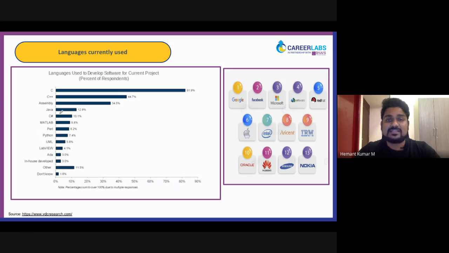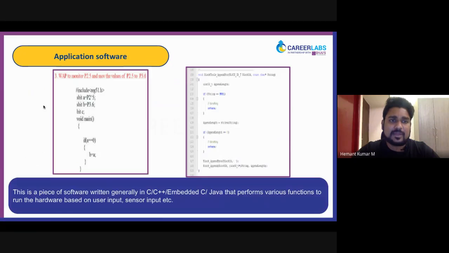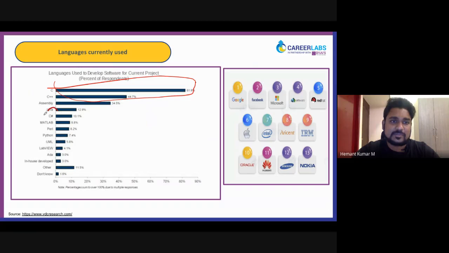Okay, and the next thing is the languages used, right? If you look at it in terms of percentage, or compare the number of users using a particular language, C and C++ are majorly used, right? And then, currently, of late, Java has been developed, and you do have a little bit of C sharp as well, and you have MATLAB, Perl, Python, because of different functionalities.